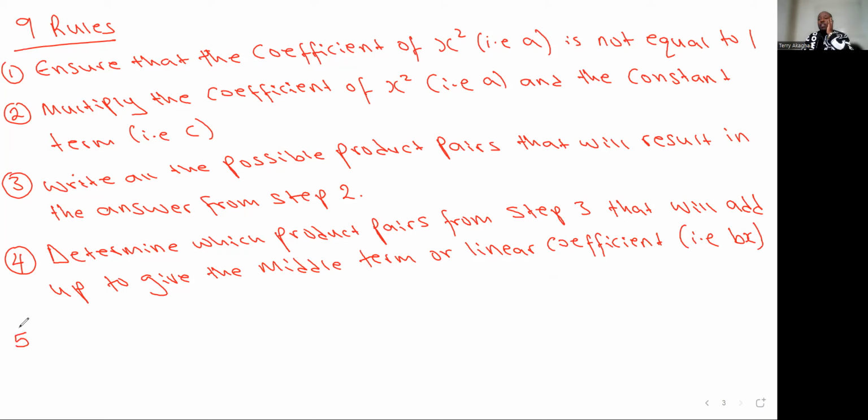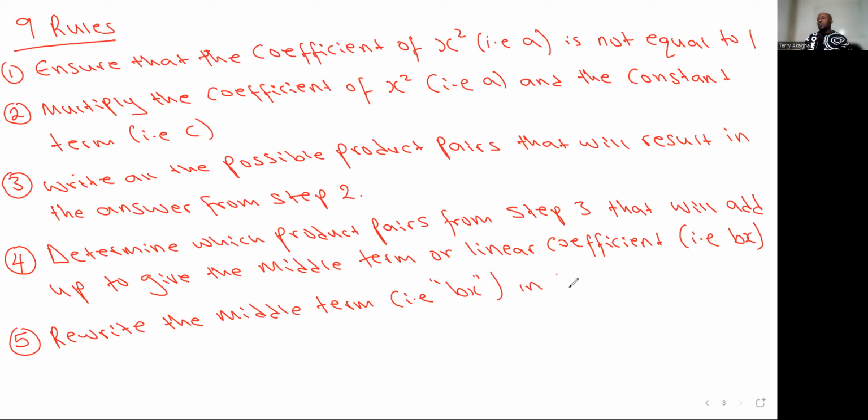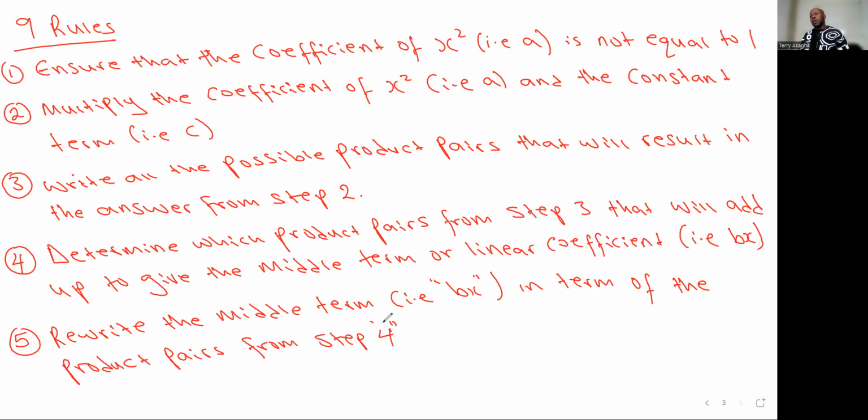When you're done with that, you've determined that. The next thing is to rewrite the middle term, that is the bx, in terms of the product pairs from step 4.